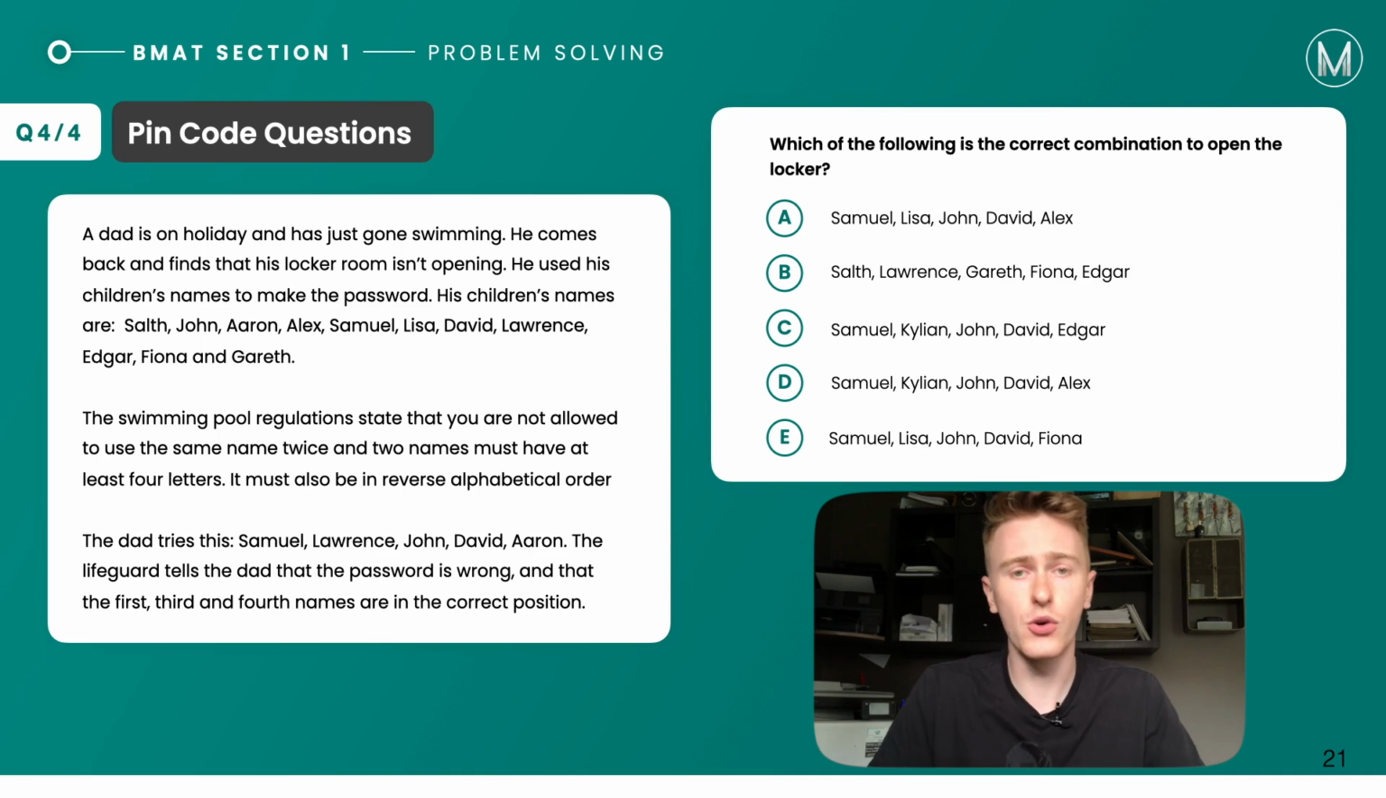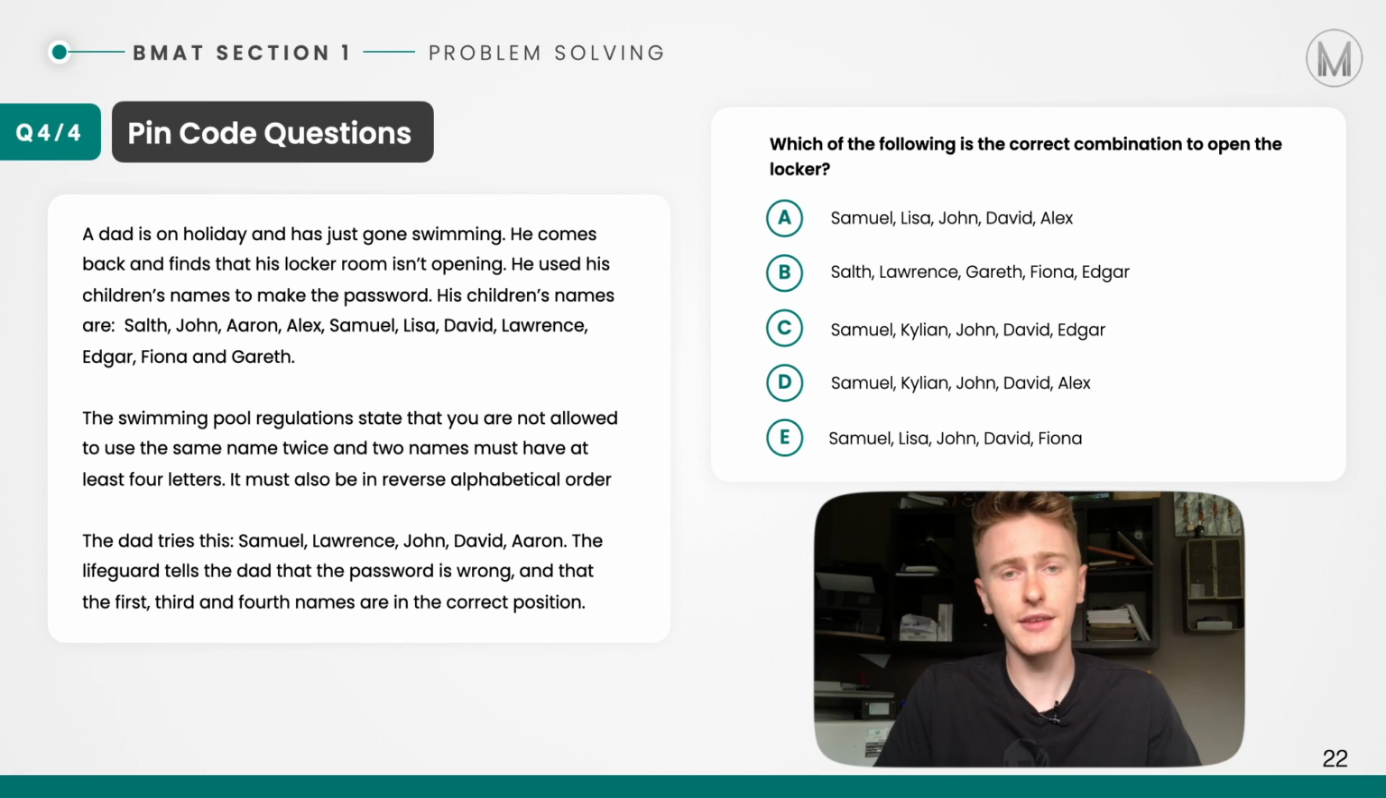So this is our final question of today, question 4 out of 4. Pause the video now and have a go. Okay, so with this one, we're given a list of names again, and this dad has to pick some sort of combination of names, as is often the case in real life.